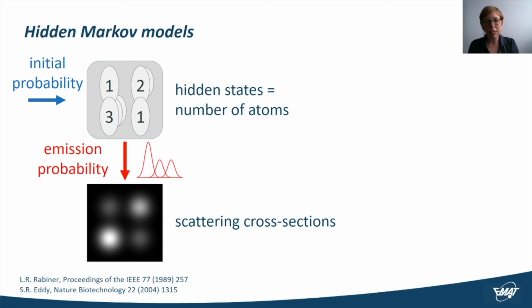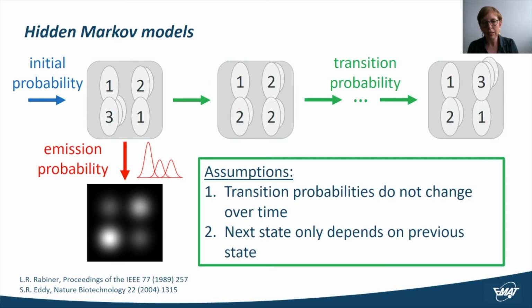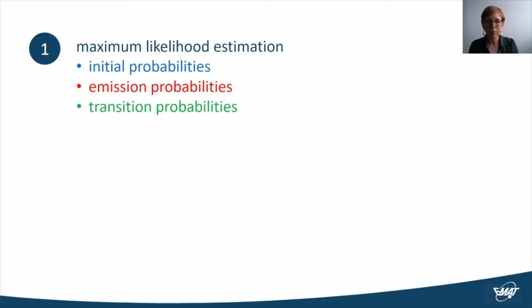Now, instead of analyzing a time series of images frame by frame, we will also estimate transition probabilities, which in a sense model the dynamics of the nanoparticle. It defines probabilities for a given column of atoms to, for example, lose or gain an atom. And the assumptions of the hidden Markov model are that the transition probabilities do not change over time, and that the next state only depends on the previous state, but not on the states before that. Now, using a maximum likelihood estimation algorithm, the goal is then to estimate the initial, emission, and transition probabilities.